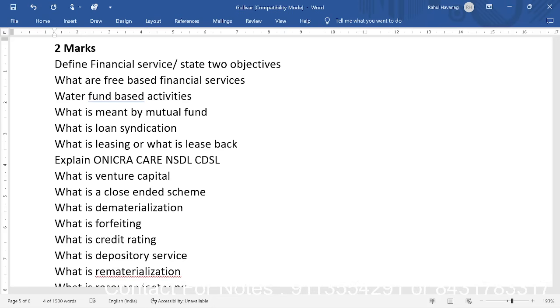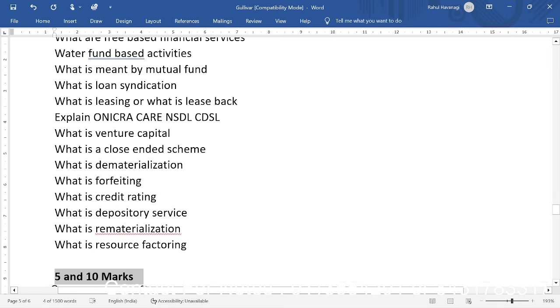Third question, what is fund based activities? Fourth question, what is meant by mutual fund? Fifth question, what is loan syndication? Sixth question, what is leasing or what is leaseback? Seventh question, explain ONICRA, CARE, NSDL, CDSL.